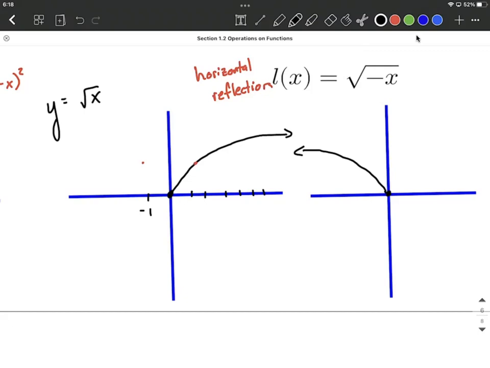Now it takes a little bit of practice to get used to how transformations work. But this is one of those skills that we want to keep developing, because it really is handy when we're trying to visualize what a graph is going to look like if you understand these basics for transformations.